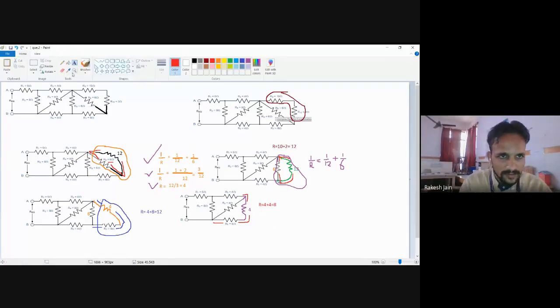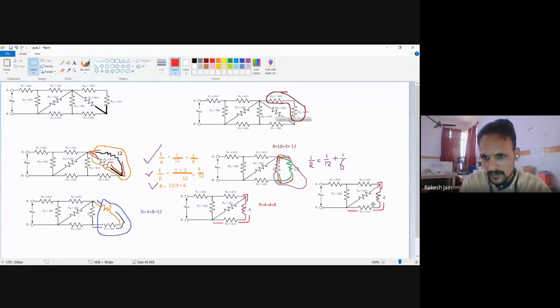So now the circuit will be completely changed. Now how will it be changed? Once again, I am going to show you. This was your numerical here. And now these two 4 ohm resistances will be removed.